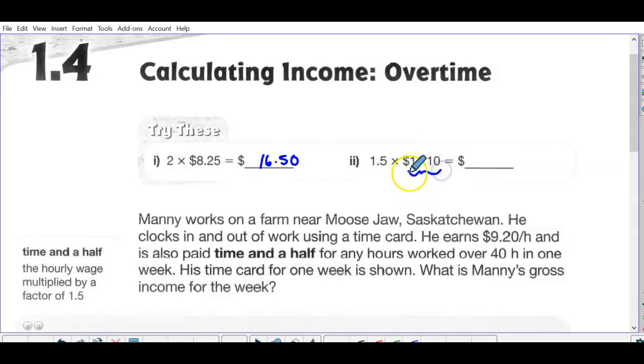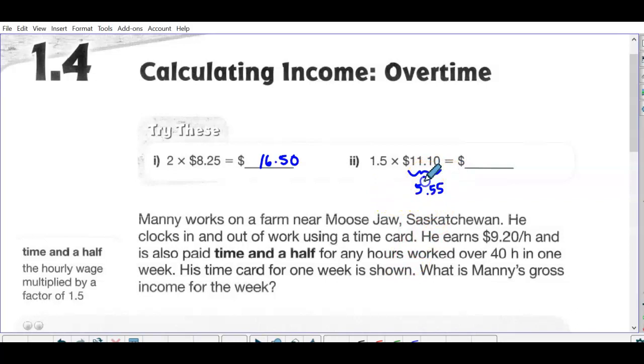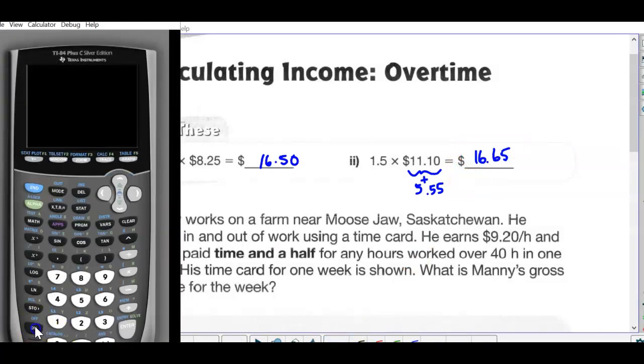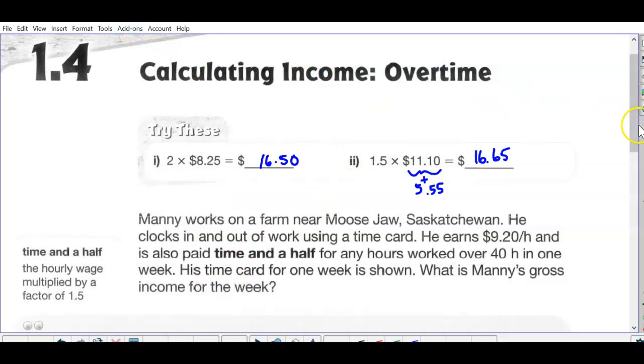And then 1.5, maybe you want to use your calculator, or you can think about it. So 1.5, one of these is 11.10, and then half again. So half of that would be $5.55. So adding to 11.10 would be $16.65. So let's just check, make sure I did that correctly. 1.5 times 11.1 is 16.65. Okay.